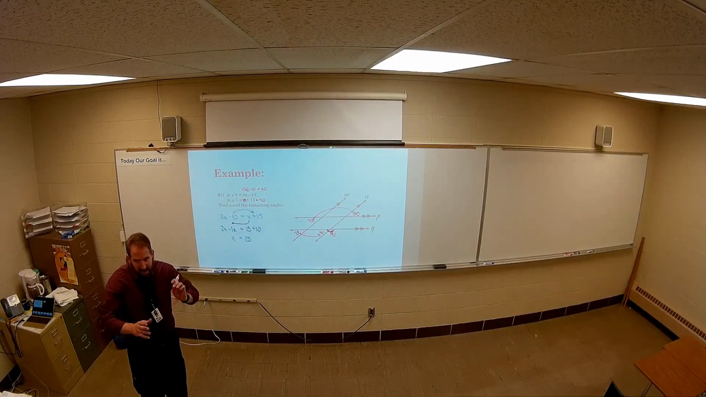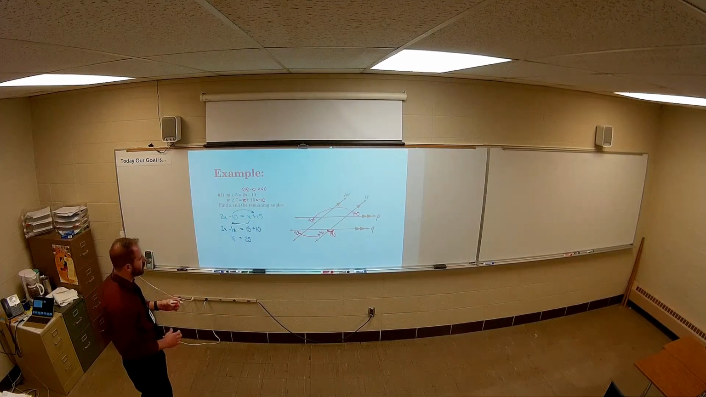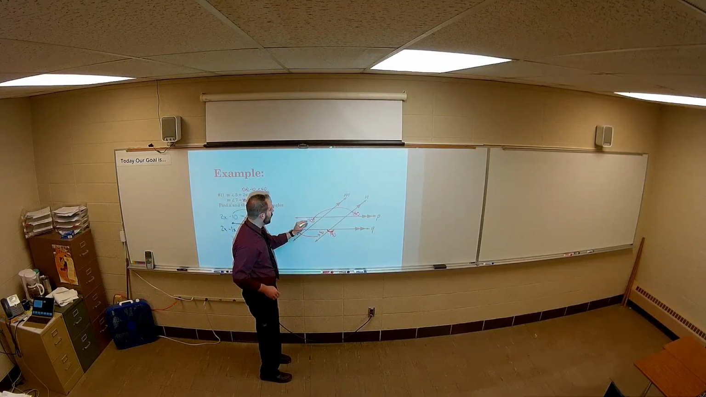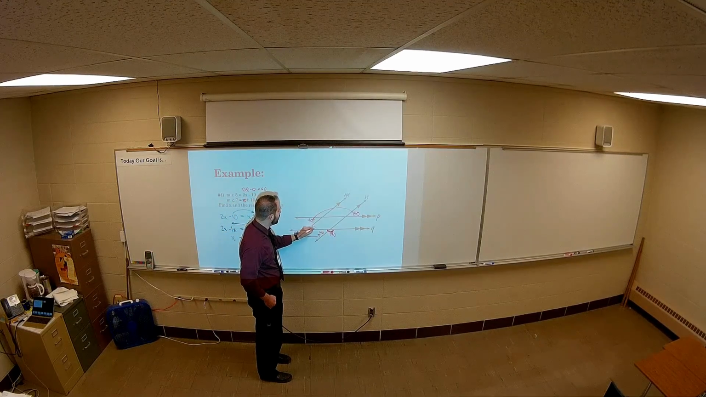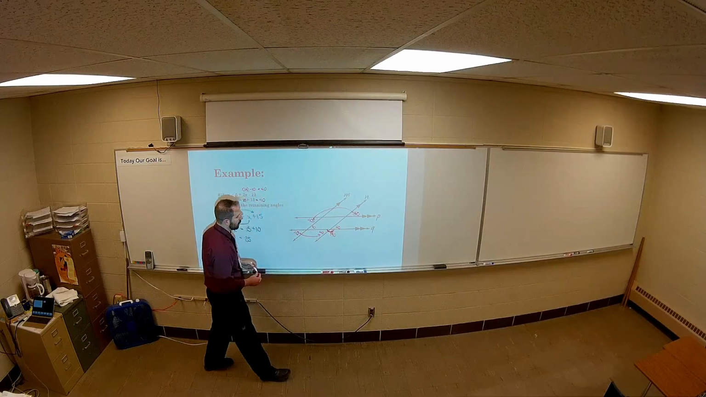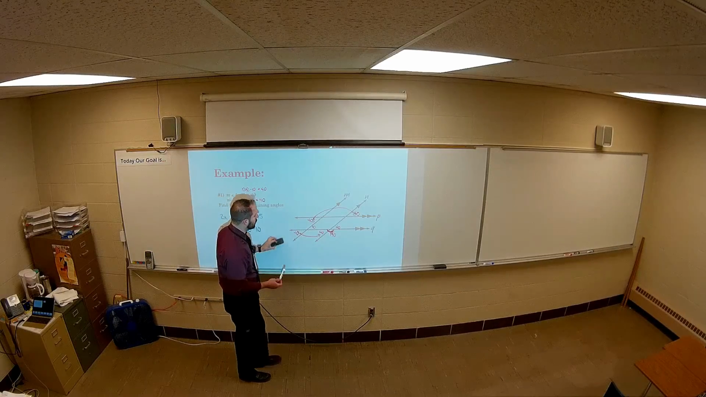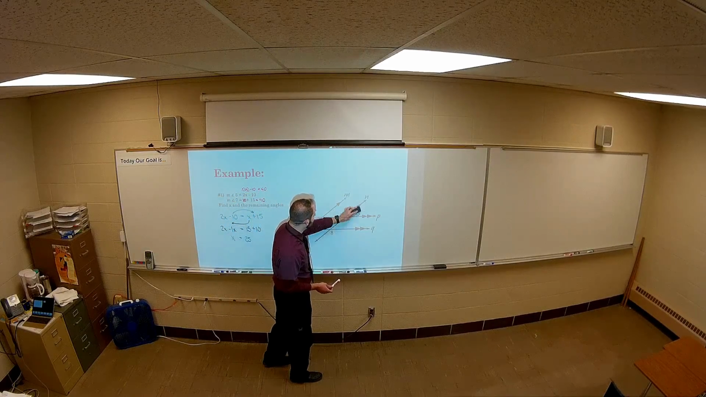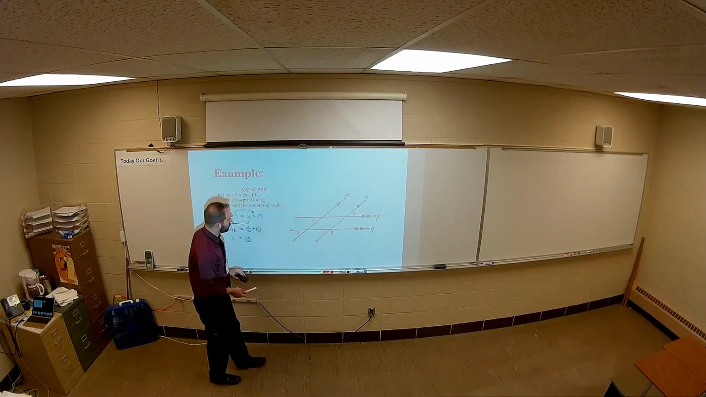Do you see how you have to kind of mix things together? There's different ways you could have done it. I could have done alternate interior to here, did corresponding to here, and then added those up to make 180 again. So that's just something you need to realize. It's very open-ended on how these work.